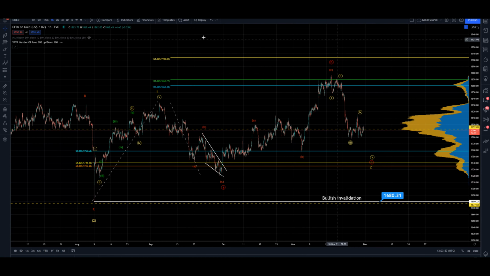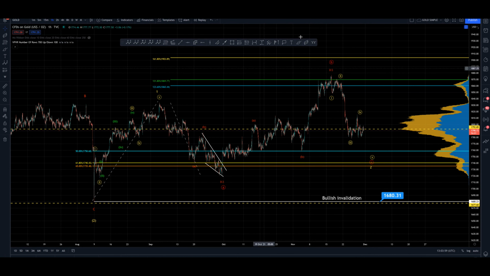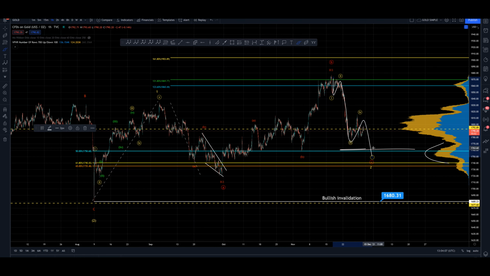So as you can see, we've got a volume node around here on the profile that's visible right around the 50. So maybe we get a 1, 2, 3, 4, 5, and we stop here with a running flat, not taking out this low. 3, 3, 5, and then off we go in a larger 3 of a 3 of a 5.